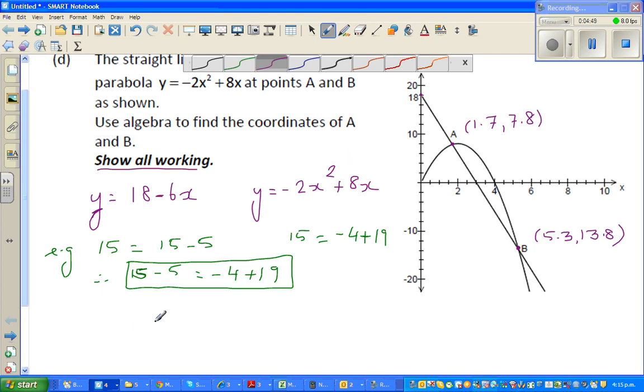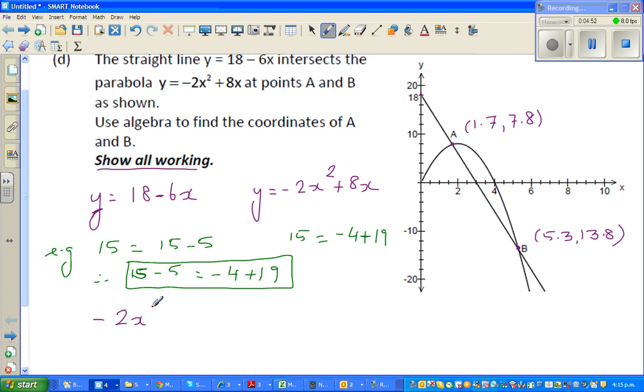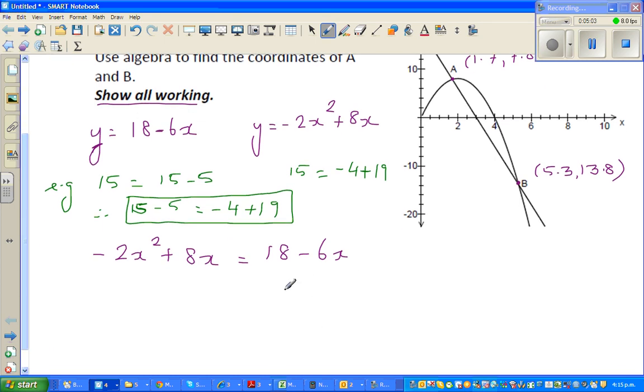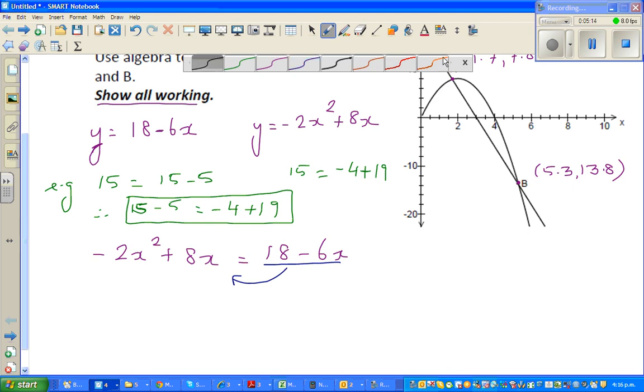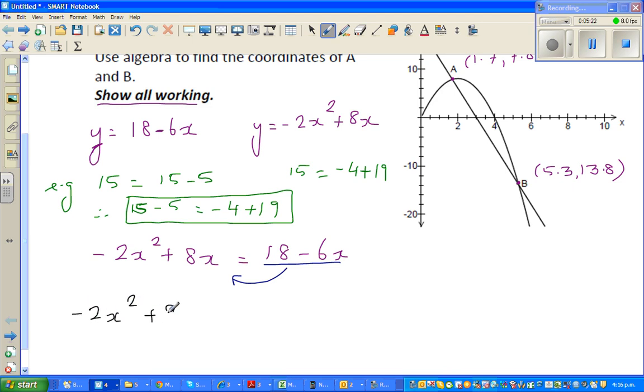So I'll write this first: minus 2x squared plus 8x is equal to 18 minus 6x, just like that. Now I want to make this a quadratic equation, so I'm going to bring both of them to the left hand side. Or in other words, you're taking away 18 and adding 6x to both sides, so you get minus 2x squared plus 8x. So if you add 6x to this side, you add 6x to this side.